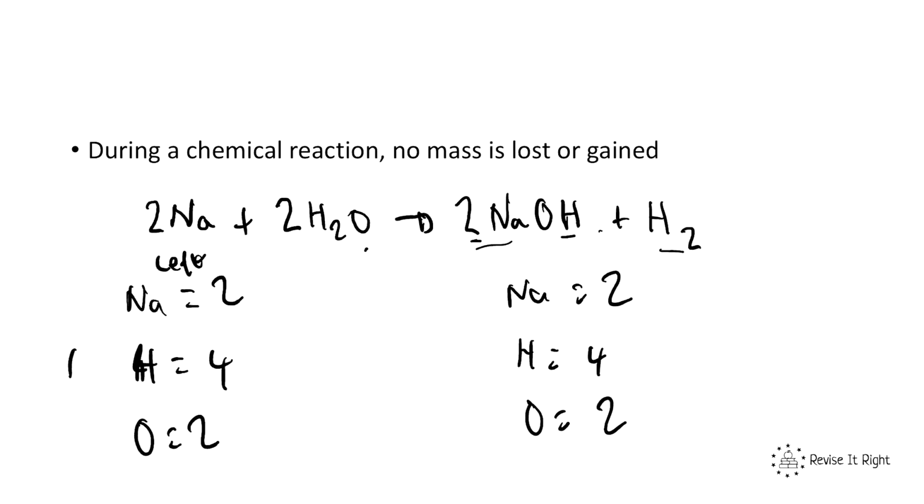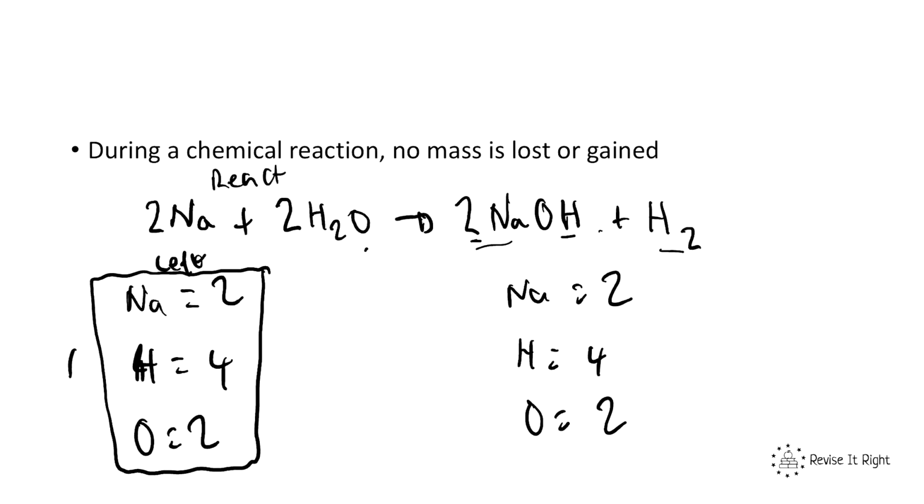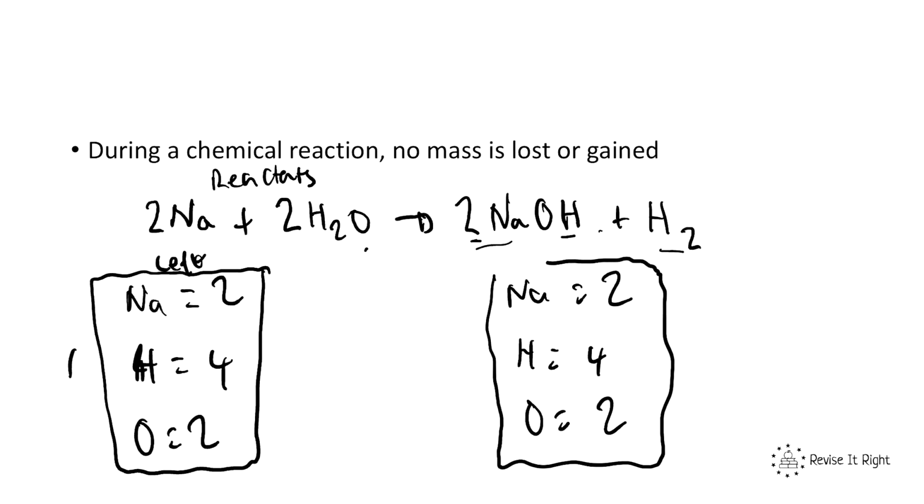If you don't know what I did there, please watch my balancing equations video and that will help you out. What you can hopefully see is that the number of atoms on this side, the reactants, is the same as the number of atoms on this side, the products. None of these atoms have been lost, destroyed or gained during this chemical reaction, and that is why there is no mass lost or gained in the chemical reaction.